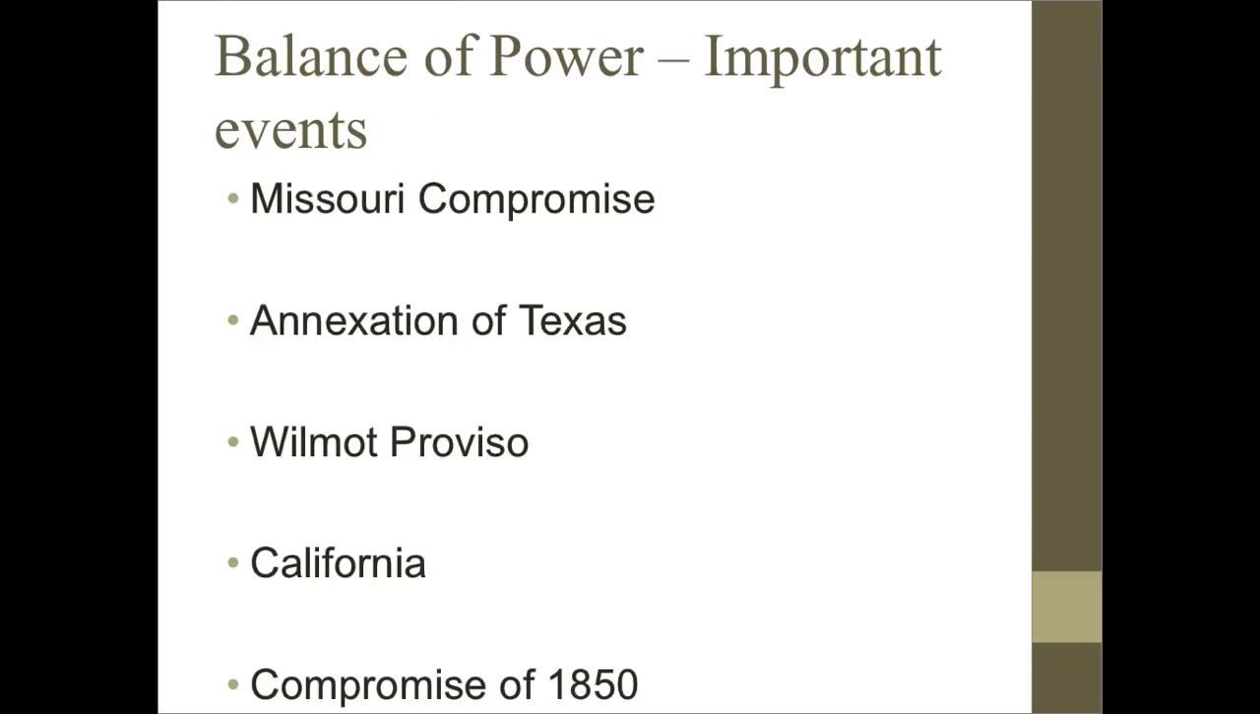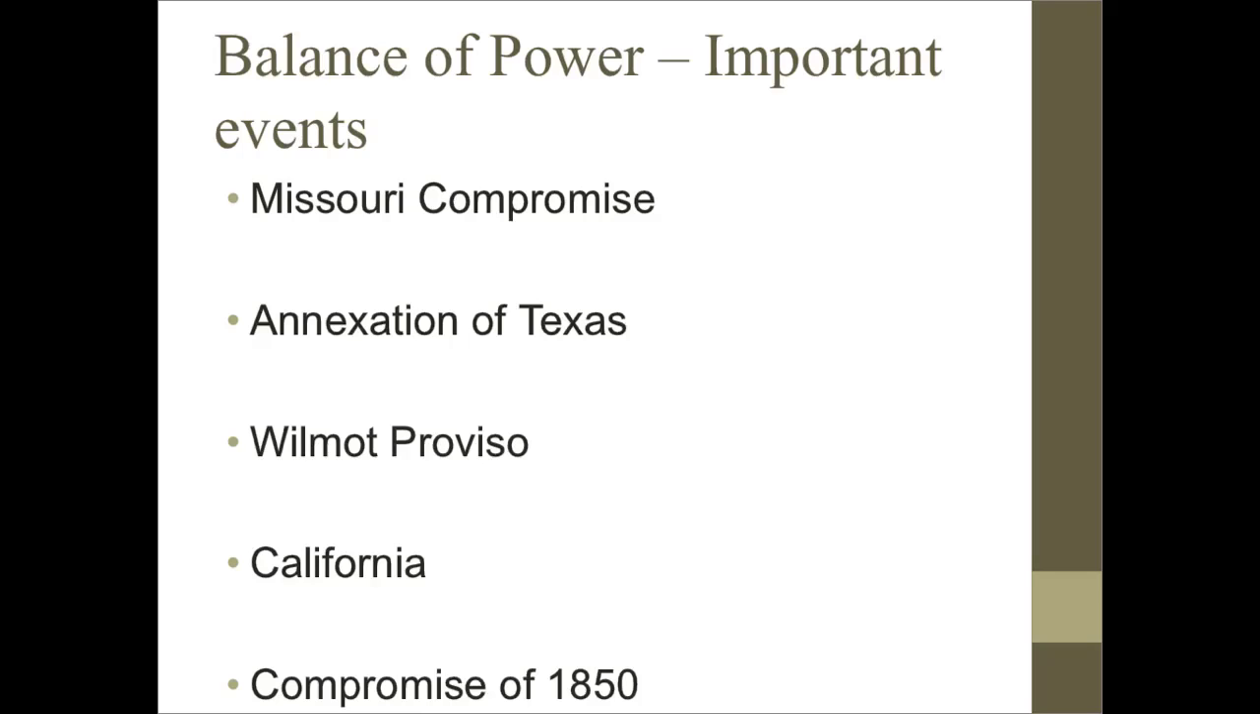One goal of the U.S. government is to maintain a balance of power during this time period between the North and the South. Some of those important events in the balance of power were the Missouri Compromise, which maintained the balance of power by Missouri coming in as a slave state and Maine coming in as a free state, and then setting a line, the 36-30, where only slave states would be below that line and free states above that line. This, of course, does not solve the problem.